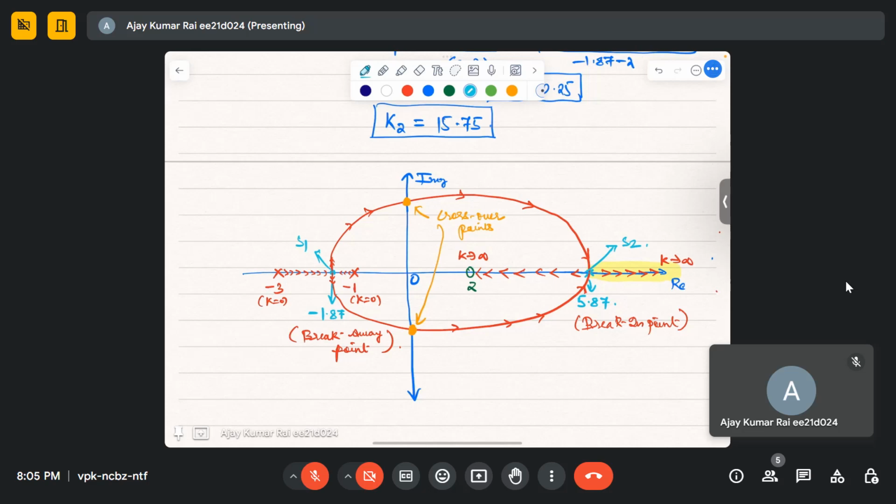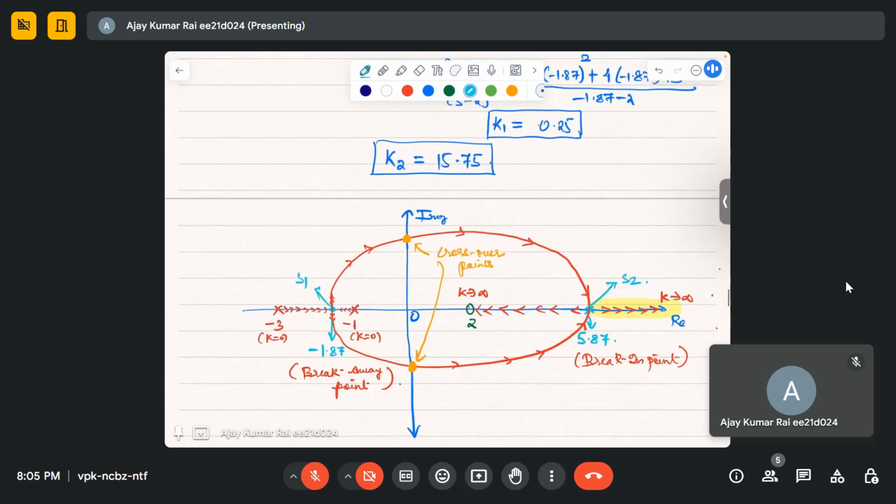So at one point, at s equal to minus 1.87, what can happen? Only they can break away, right? So there is no point of break in. When you have two poles lying on the real axis and the root locus exists between them, there will be a breakaway point. If you do more questions, you will get more clarity. Between two poles, there will be breakaway points. So this is the breakaway point.